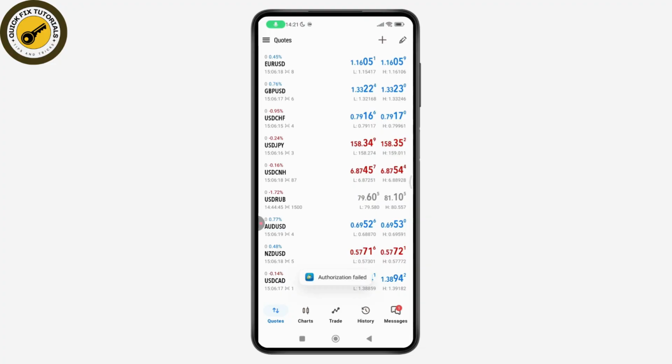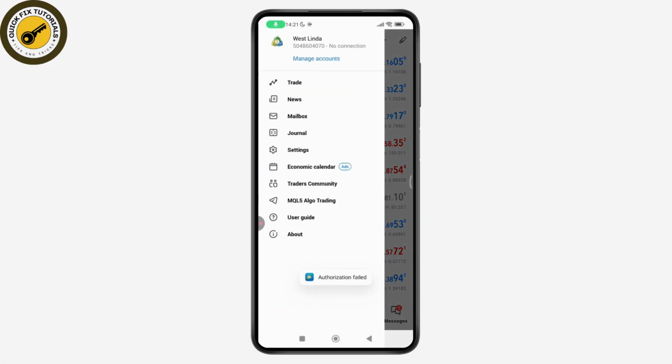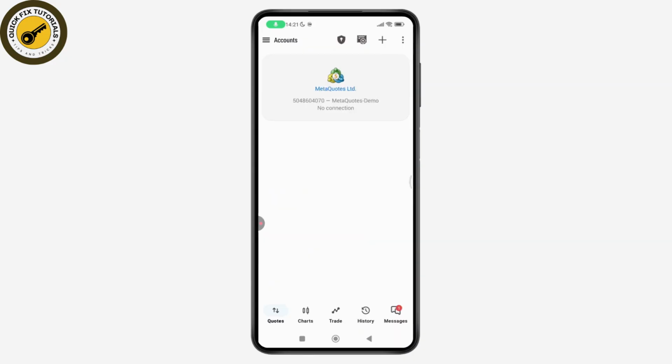Once you do that, you need to go to the top left, which has those 3 horizontal lines, and go to the account section. Now pay attention. You cannot withdraw money directly from Metatrader 5.